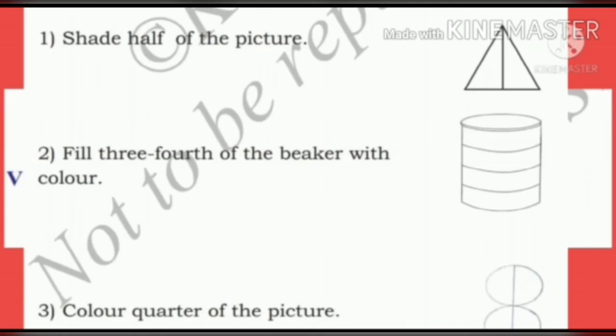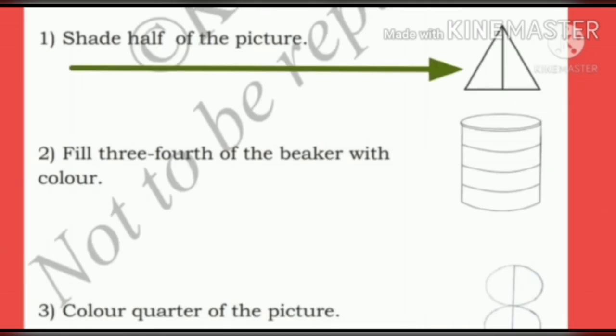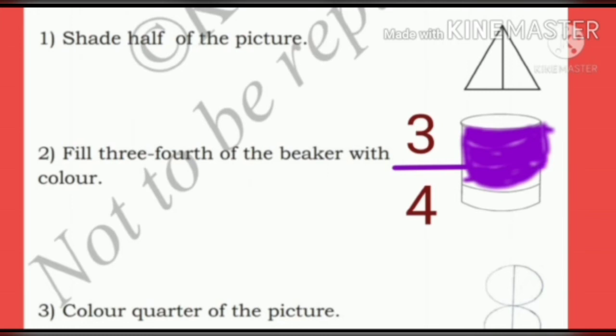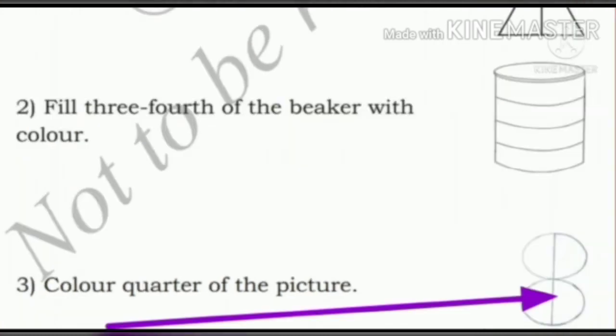First question, shade half of the picture. Here the picture is divided into equal parts. So we shade the half part. Now second question, fill 3/4 of the beaker with color. So here we fill the color of 3/4. Now third question, color quarter of the picture. The picture is divided into 4 equal parts. So we color one part. So 1/4.